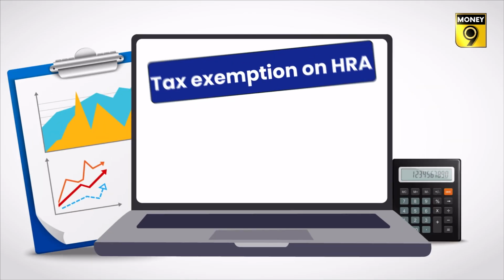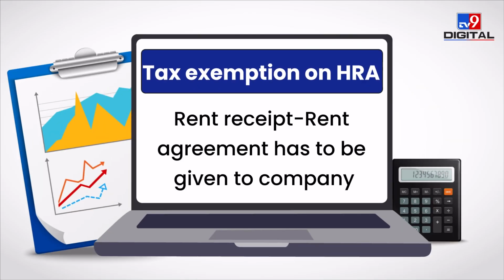HRA amount is deducted from the income from salary. This way, it helps in saving tax. For tax exemption on HRA, you have to give the rent receipt and rent agreement to your company.